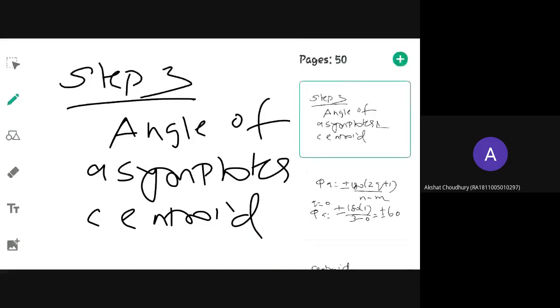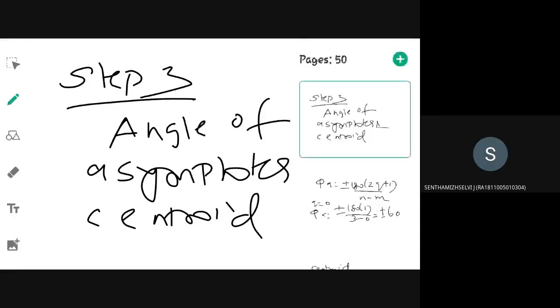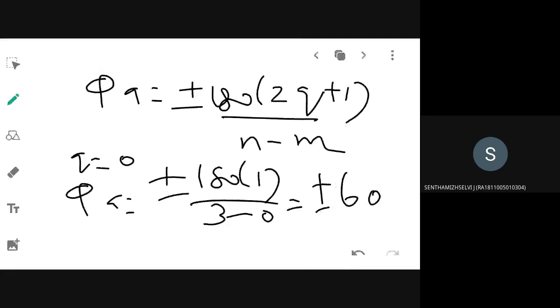Okay, step 3, how to find out the angle of asymptotes and centroid. What is the formula for angle of asymptotes? Plus or minus 180 into (2q plus 1) divided by (n minus m). Correct. So this is the formula that you have to use for finding angle of asymptote, and what value will q take? I have written here: 0, 1, 2, etc., up to n minus m. For your problem n is 3, m is 0. So up to 3 you can take the range of q.